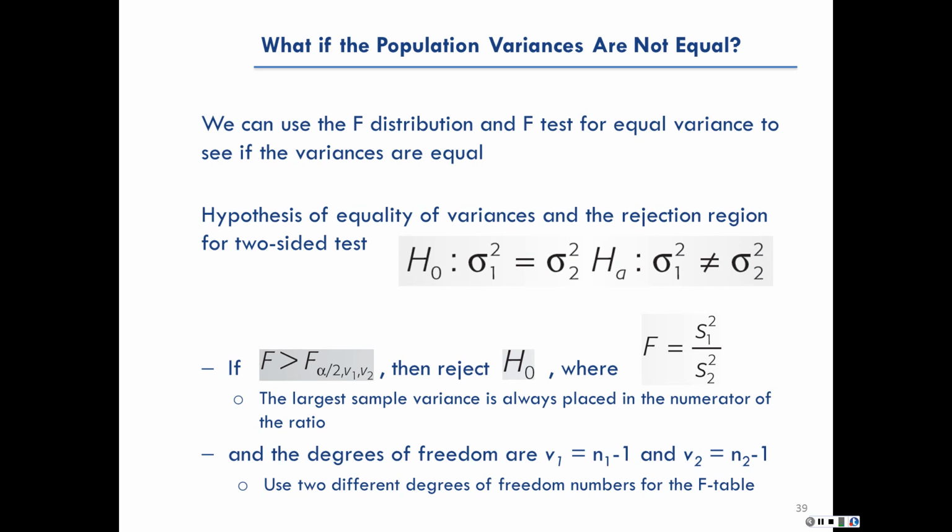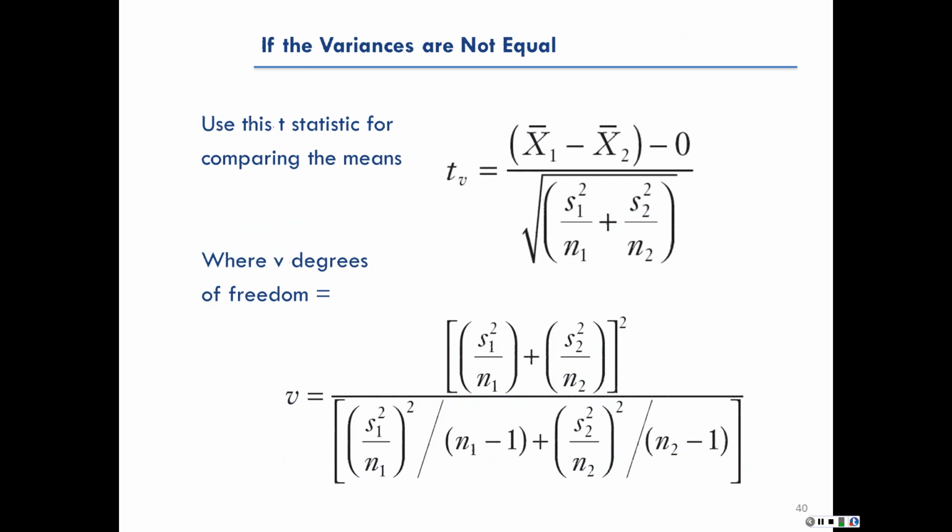So the F statistic itself is not complicated to calculate, but the whole purpose of this is to figure out if the variances are not in fact equal. If they're not equal, then you need to use this complicated t statistic for comparing the means. It's actually not that complicated. It's the same as the previous one, except for two differences. The first difference is you don't have the pooled standard deviation in the denominator. Instead, you have those two sample variances under the square root sign.